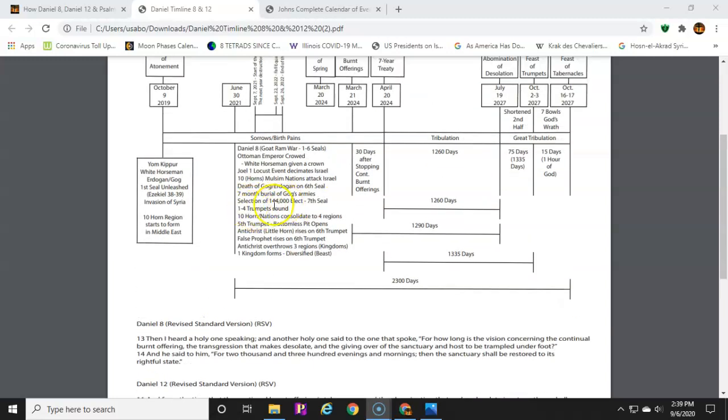And so what then happens? After that silence of the half hour and the selection of 144,000, we see that seventh seal break and the start of the handing out of the next 4 trumpets, which are going to sound. There's 7 altogether, but the next 4 are going to sound, which is going to start to usher in the 5th trumpet, which is the opening of the bottomless pit, and the 6th trumpet, which is the rising of the Antichrist.